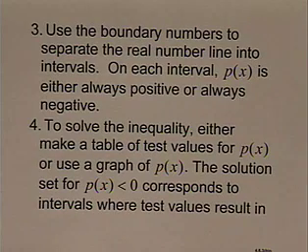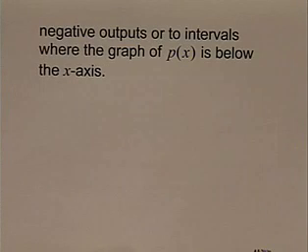To solve the inequality, either make a table of test values for p of x or use a graph of p of x. The solution set for p of x less than 0 corresponds to intervals where test values result in negative outputs, or to intervals where the graph of p of x is below the x-axis.